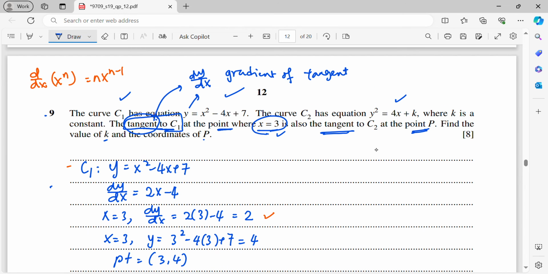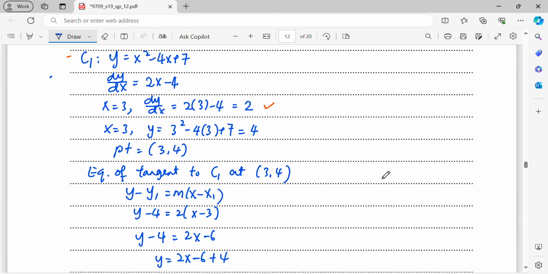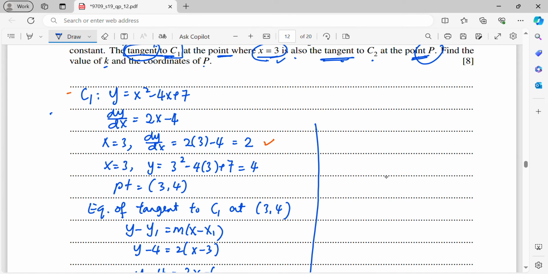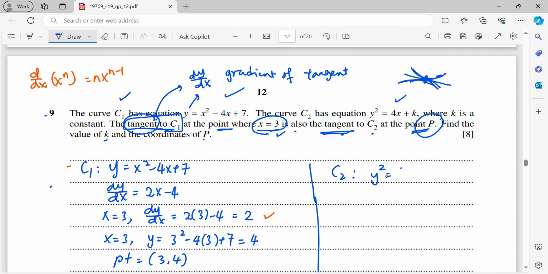And then when you read the question carefully, this tangent is also the tangent to C2 at point P, which means, let's say this is the tangent to C1, and this is also tangent to the other curve. That means let's say this is the first curve, this is the second curve, so that is the intersection point. Now I will say here my C2. I just copy y squared equals 4x plus k. Let this be the second equation.